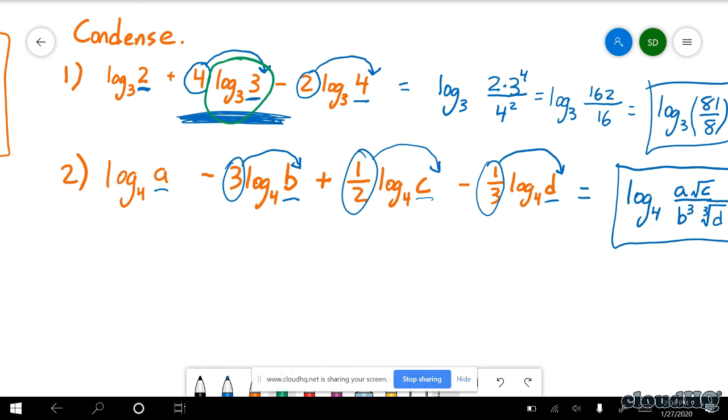Okay, so that's condensing. We can also go the other direction. We call it expanding. This is working backwards.